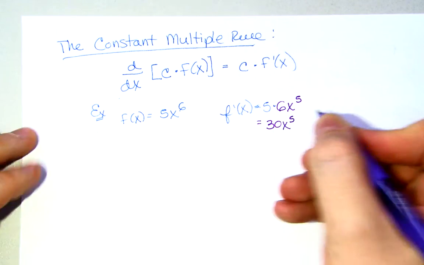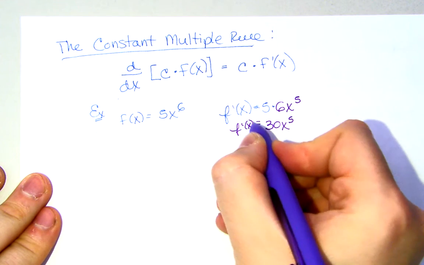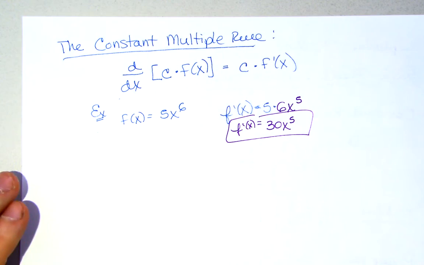By the way, I would like you to be labeling things f, f prime. By the end, we're going to be dealing with so many different types of functions. We need to be able to know very clearly, is this the original? Is this the derivative? Our derivative here, f prime of x, is 30x to the fifth.